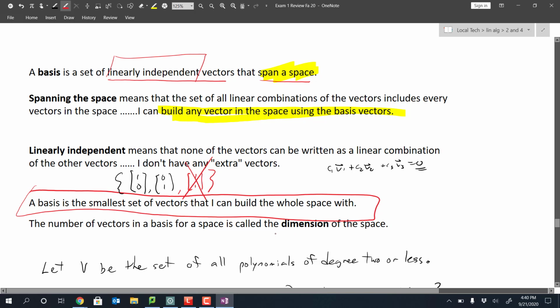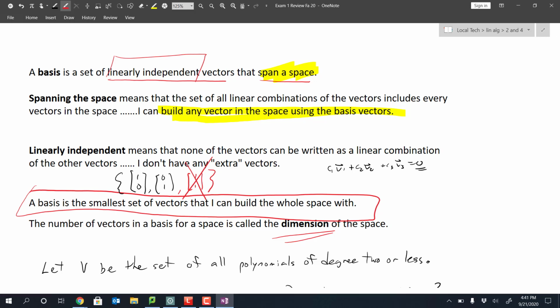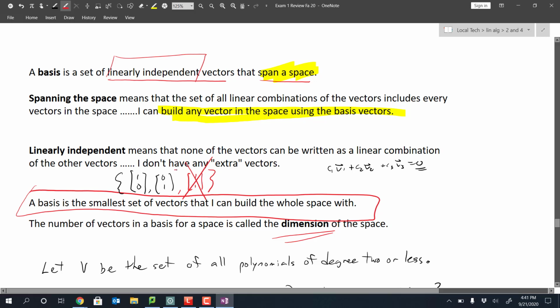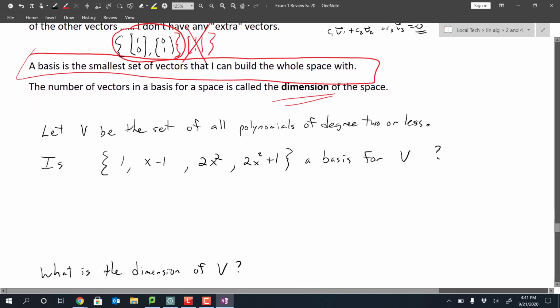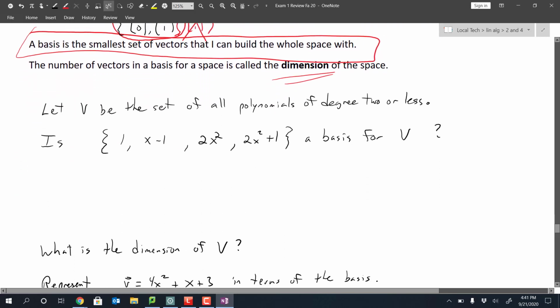And that also gives us the idea of dimension. Dimension is the number of vectors in a basis, and in some sense is how I can talk about the size of a vector space. So R2 is a two-dimensional space because there are two vectors in its basis. All right, let's go back to our vector space now, the set of all polynomials of degree 2 or less.